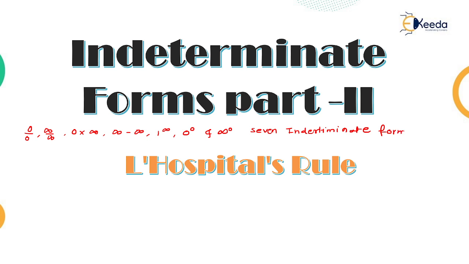Of these 7 forms, in the first part we discussed the first two indeterminate forms, that is 0 by 0 and infinity by infinity. Now in this session we are going to solve examples on the indeterminate form 0 into infinity, and onwards.